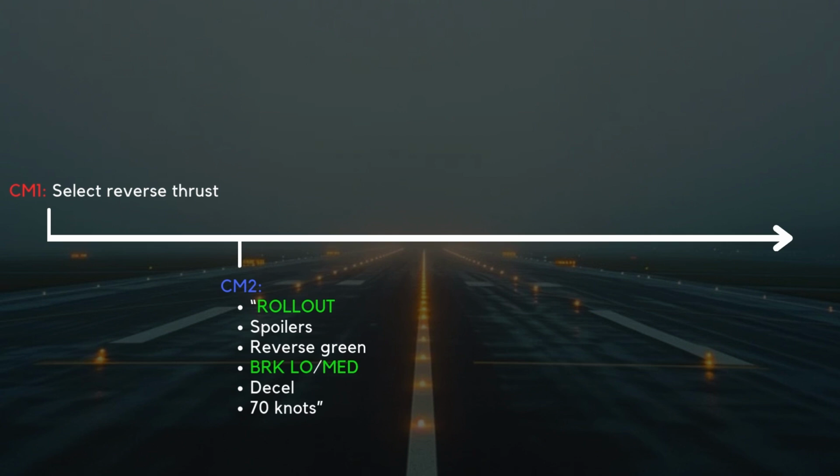Once the main landing gear touches down, CM1 selects the desired amount of reverse thrust. After touchdown, CM2 should monitor the following parameters and call them when they see them: rollout, spoilers, reverse green, brake low or medium, decel, and 70 knots.